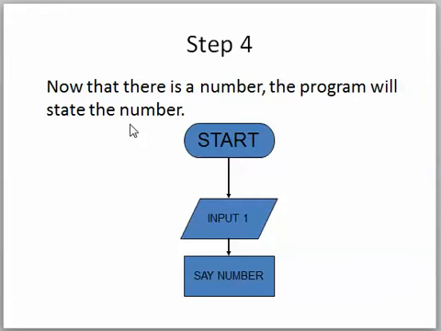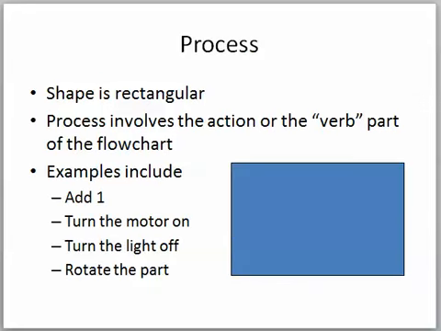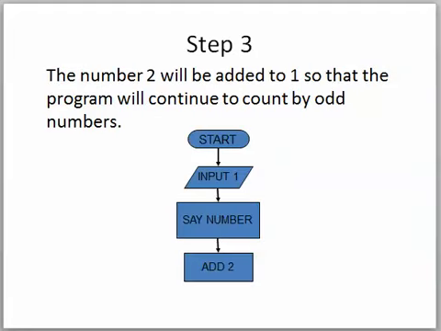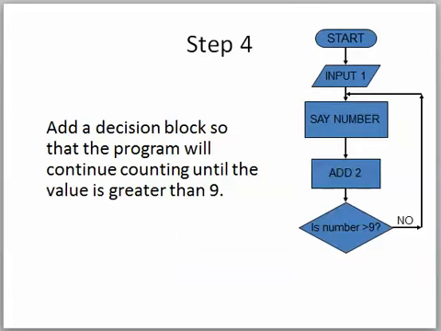Okay, the next step, now that there's a number, the program will state the number. This right here again was just a process. This is going to be the verb. The rectangle is the verb for us. Now we're going to have another process here. We're going to tell it to add 2 to it. We want to get to the next odd number. We do that by adding 2. Now that we've added 2, we've got this new number, and the computer is going to have to make a decision.